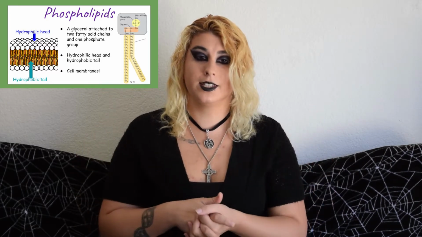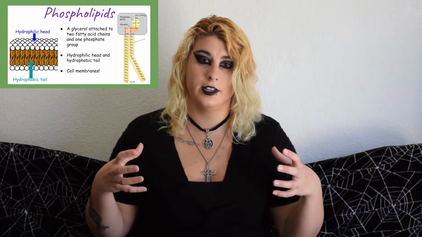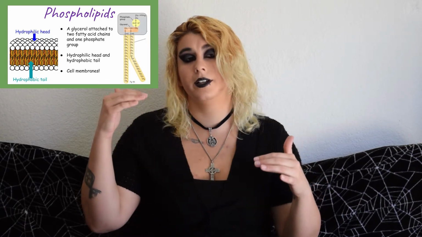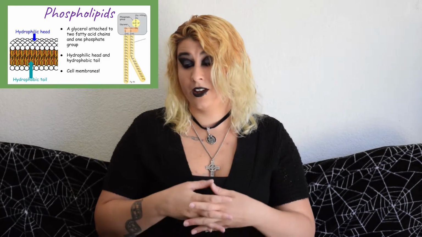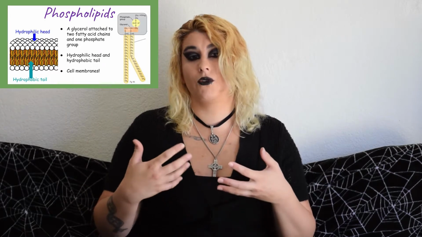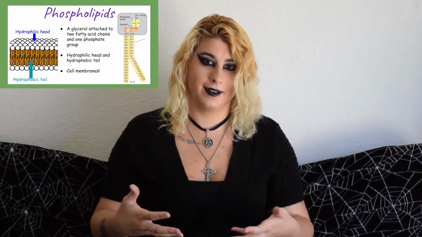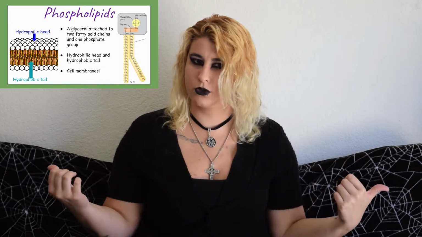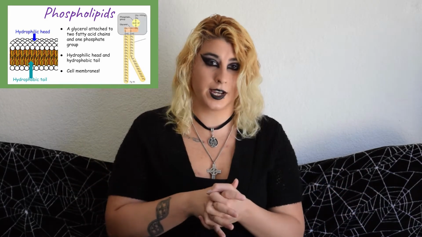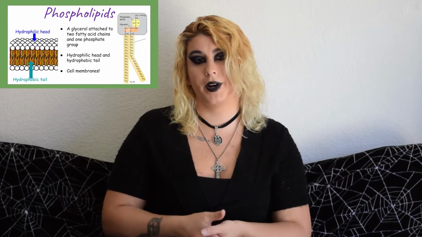When you get a bunch of these together, the tails will be attracted to each other and the heads will then be on the outside of this kind of clump you get. What ends up happening overall is you get what is known as a phospholipid bilayer. And I'm sure you may have heard that term somewhere back in middle school learning about cells for the first time, because this makes up your cell membranes.